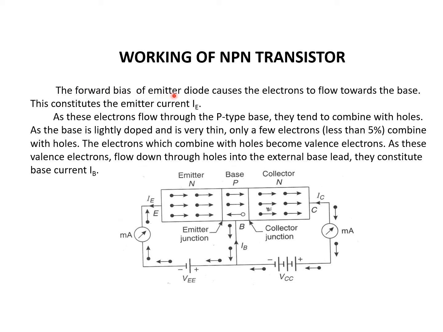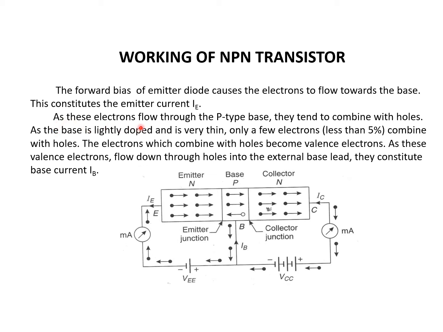Now, the forward bias of emitter diode causes the electrons to flow towards the base. The forward bias of this emitter diode causes these electrons in the N region to flow towards the base. This constitutes the emitter current. Actually, the electrons are flowing like this, but the conventional current flow we are representing in this diagram as the flow of emitter current in this direction. That means opposite to the electron flow.